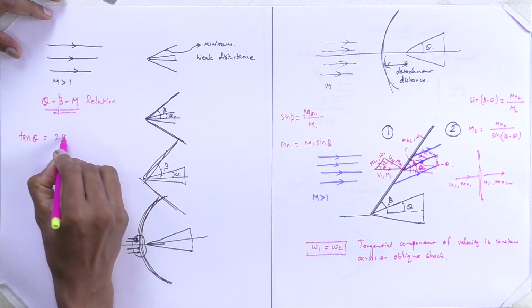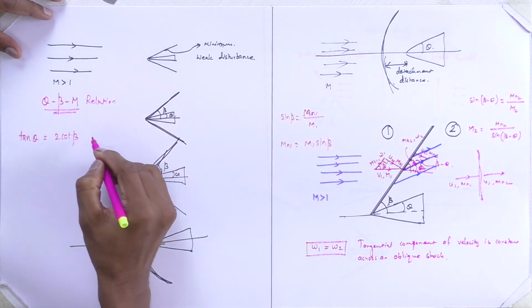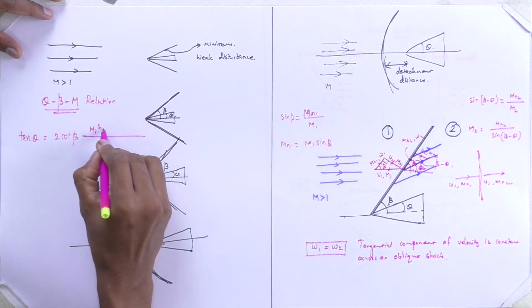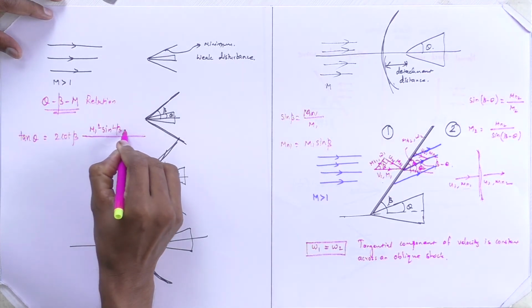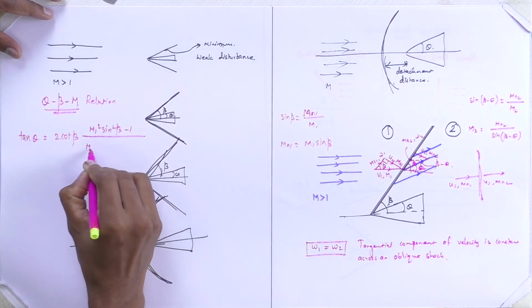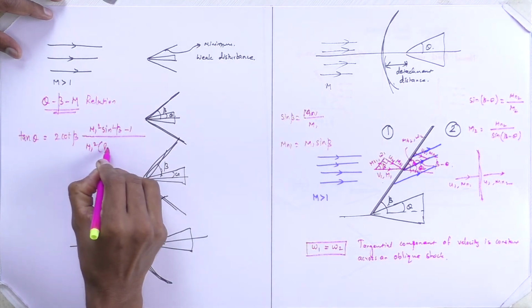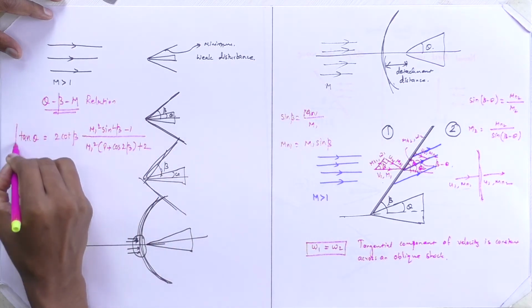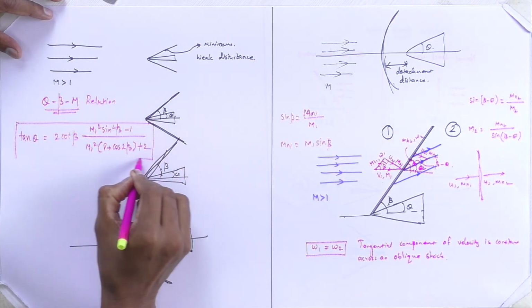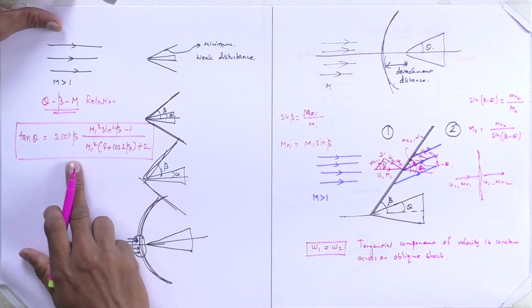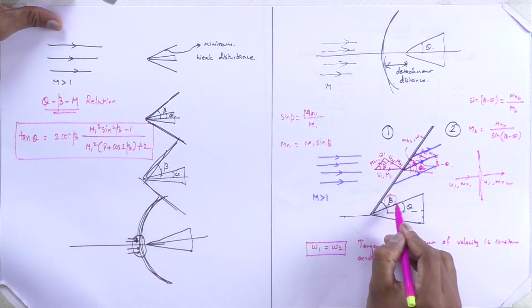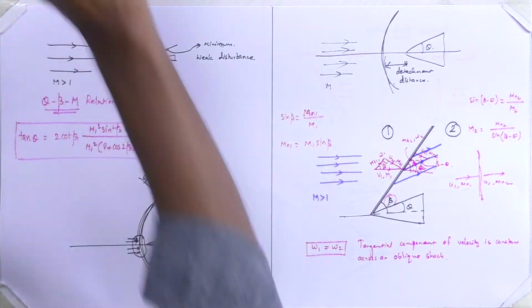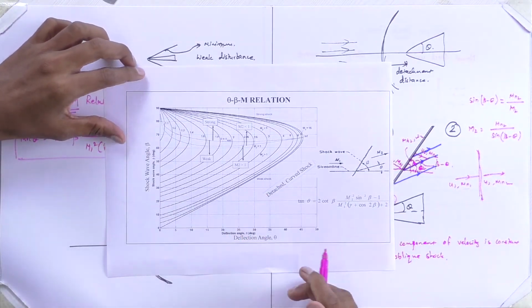Tan theta is equal to 2 cot beta into (Mn squared sin squared beta minus 1) divided by (Mn squared (gamma plus cos 2 beta) plus 2). This equation is very much important. Without this equation we cannot calculate the beta value. If we plot this equation, we will get a graph like this.